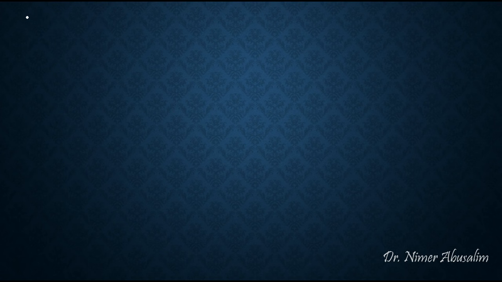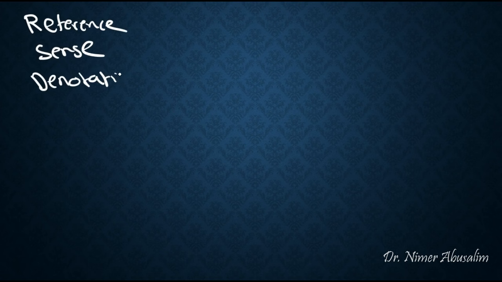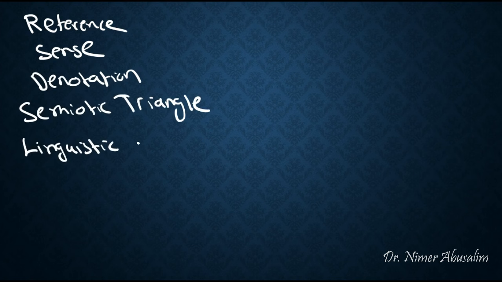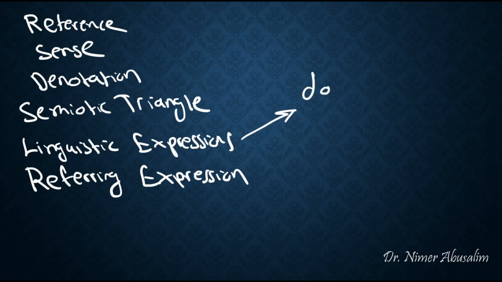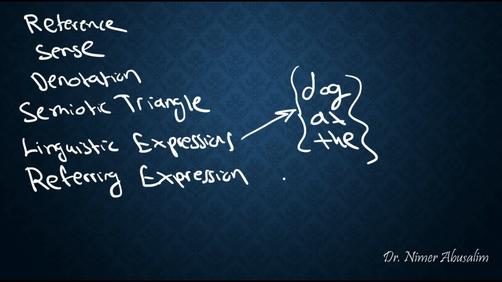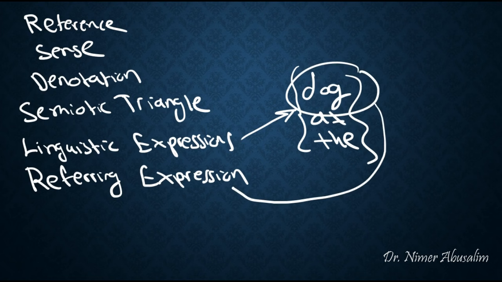In today's class, we talked about reference, sense, denotation, the semiotic triangle, linguistic expressions, and let's make a quick difference now between a linguistic expression and something we call a referring expression. What's the difference? Well, anything could be a linguistic expression. It could be dog, could be at, could be the. But not each and every one of these is used to refer to something in the real world. So out of these linguistic expressions, only dog is a referring expression because it can be used to refer. So if a linguistic expression can be used to refer, then it would be called a referring expression as well. So every referring expression is a linguistic expression, but not vice versa.